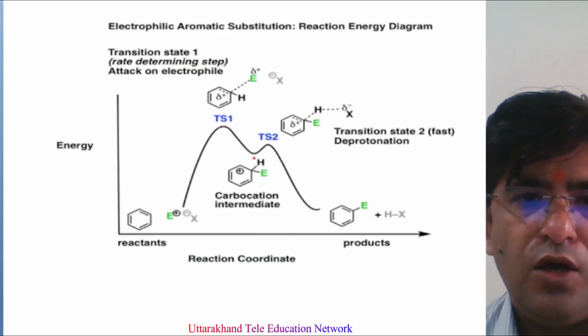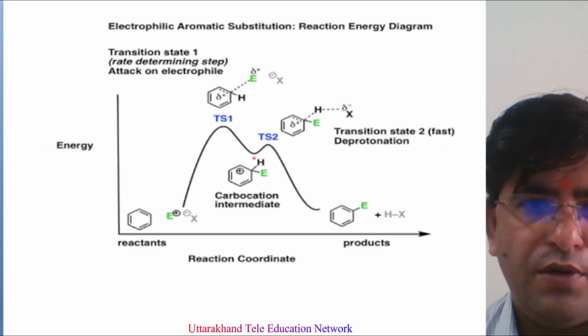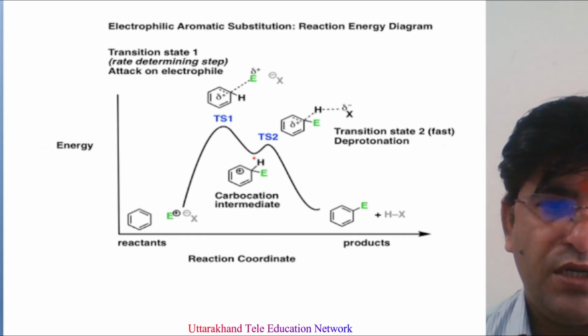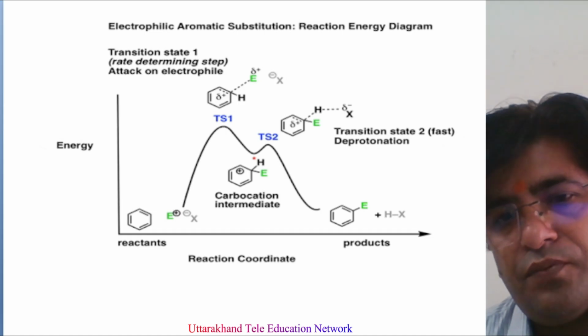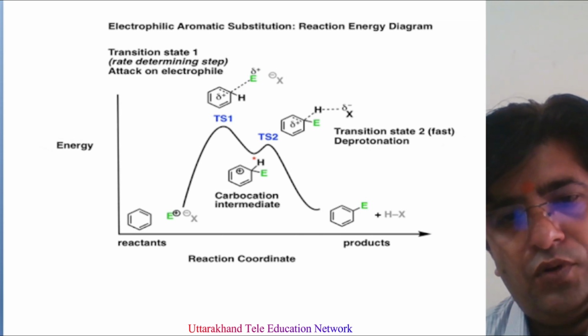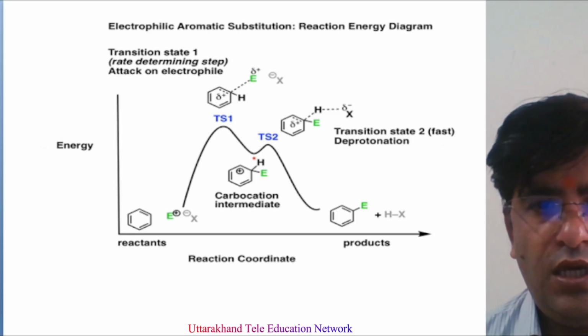This is the aromatic electrophilic substitution reaction energy diagram. It starts from the reactant, and the attack of the electrophile forms transition state first and transition state second. After that, the carbocation forms, and deprotonation of the carbocation forms the final product.